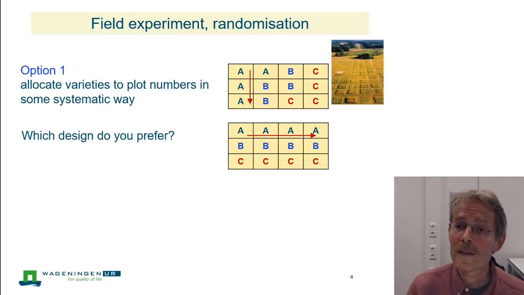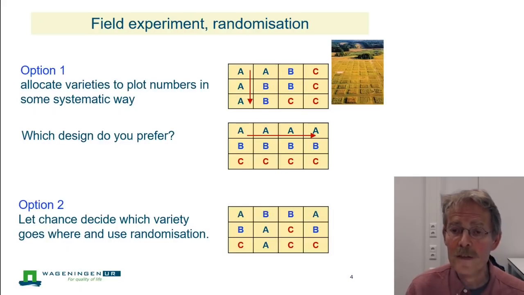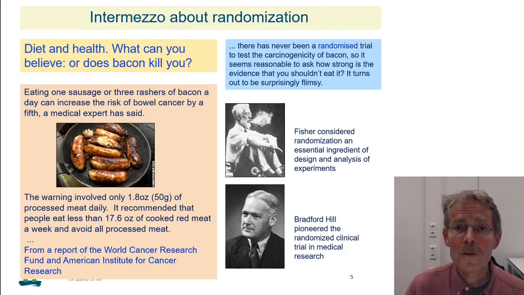I hope you think that you would prefer neither, because so far we decided upon randomization. We randomly assigned A, B, and C to the plots, such that we have 4 A's, 4 B's, and 4 C's. And here you see a possible outcome of randomization. Now, what is randomization about?